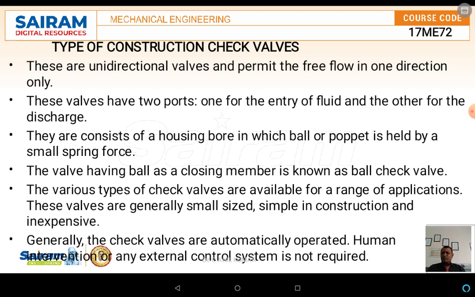Various types of check valves are also available. These check valves depend upon the size and also the flow rate. The valves are generally small in size, simple in construction, and even less expensive. Generally check valves are automatically operated. Human intervention and external control systems are not required because the construction itself is very simple and the flow direction is only in one direction.